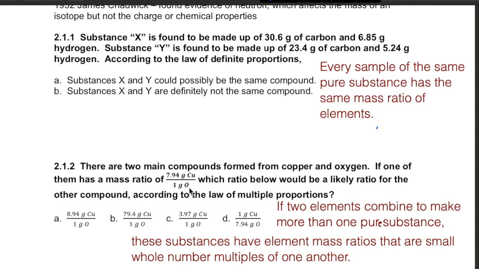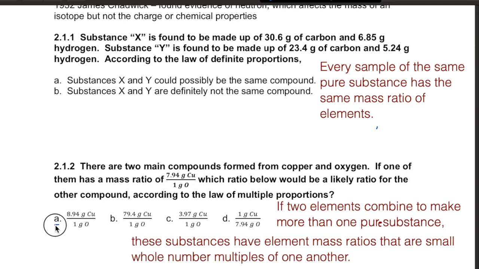So we've done the analysis of the mass of copper to oxygen in one of the substances and found that the copper is 7.94 times as massive as the oxygen in that sample. So similar to how we got 4.47 above, now we've gotten 7.94 as the mass ratio. And so if there's a different substance made of copper and oxygen, then we will find a different ratio, but it will be a small whole number multiple of this. Or this will be a small whole number multiple of the other ratio.